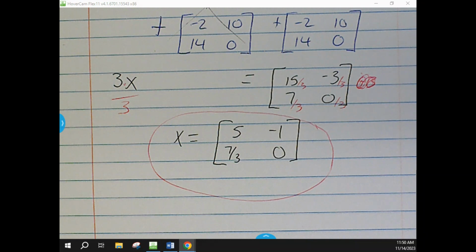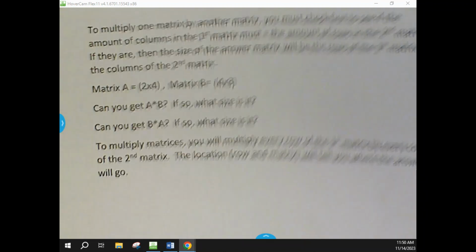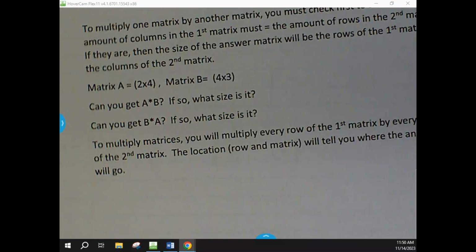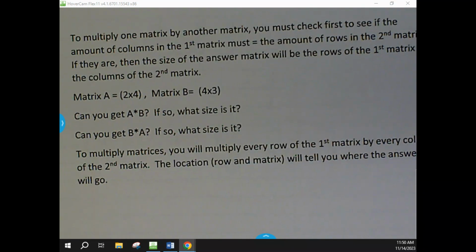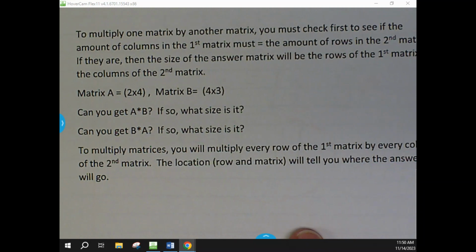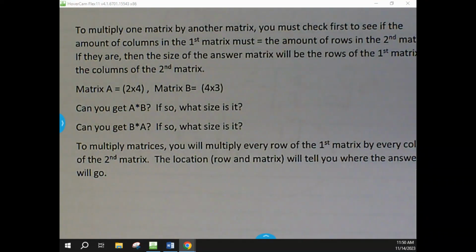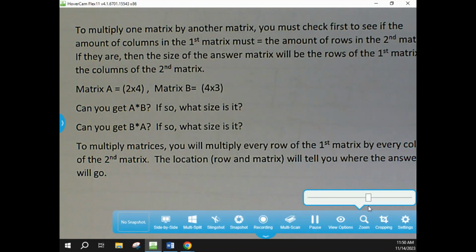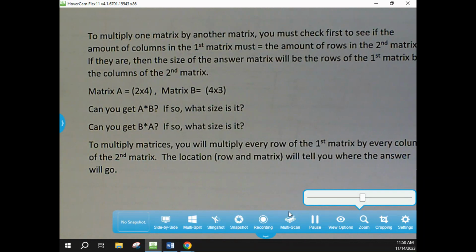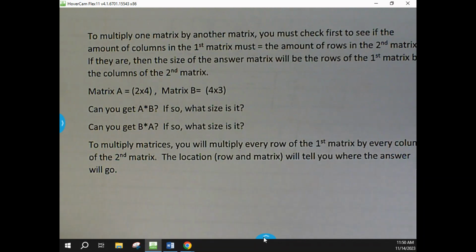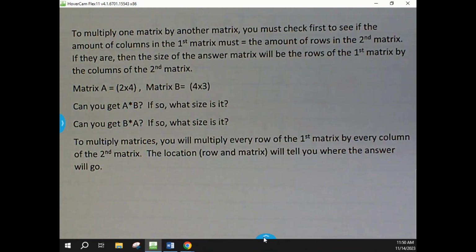Okay, and then the last thing, the second part of what we're doing today, this is where we're going to go back to this handout that I gave to you. So this is where we're doing regular multiplication. To multiply one matrix by another matrix, the very first thing you've got to do is make sure that you can actually do this. There are certain sizes you have to make sure fit. You cannot multiply all matrices together. Depending on the size, some of them don't work.